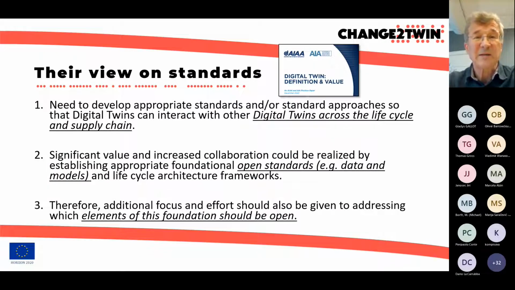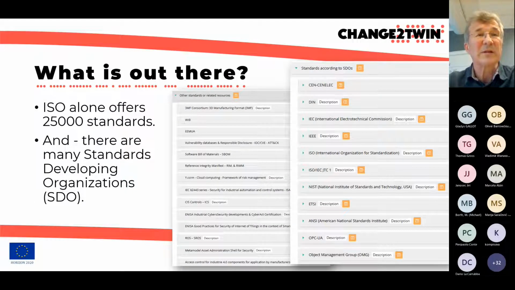Some more details of that, I don't want to go into more details here. Next section, what is out there? It's a lot. When you look into ISO, they say, well, we have 25,000 standards. And there are many such organizations that develop standards, standards developing organizations, as the term goes.